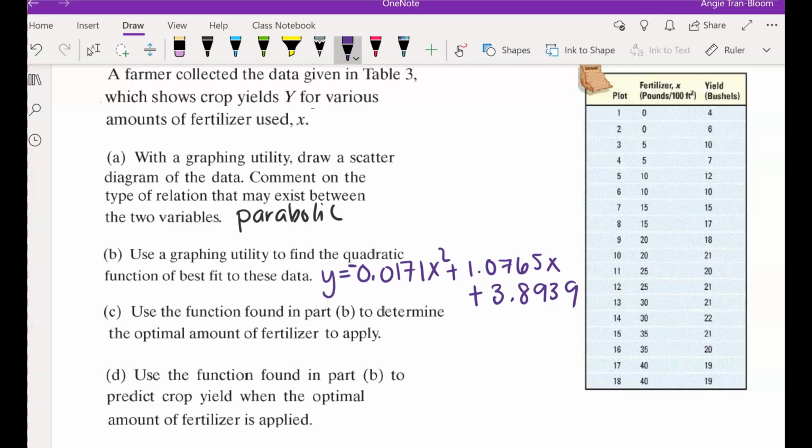Use the function you found in that part and tell me the optimum amount. This is when you do what? Maximum and minimum. In this case, do we do max or min? Max. All right, bust out your calculator. It's already on your graph. The optimal amount of fertilizer is rounded to a whole number, because it looks like your data is whole numbers.